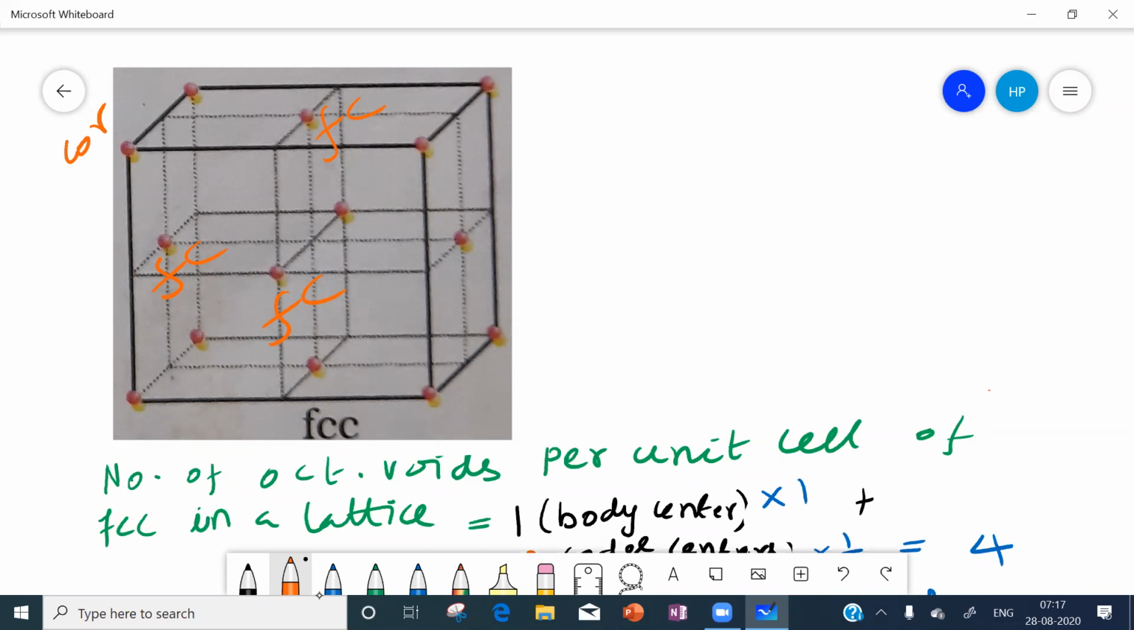Now to say tetrahedron, we have to consider 4 particles. So 3 face centers we considered, 1 corner we considered. Now let us join and see whether we will get a tetrahedron or not.